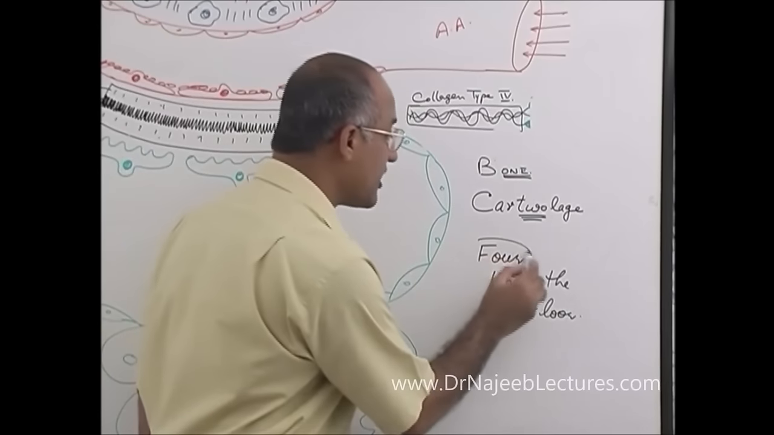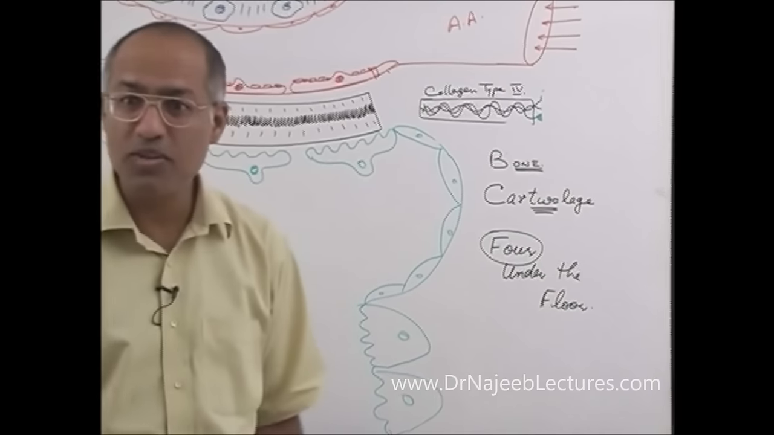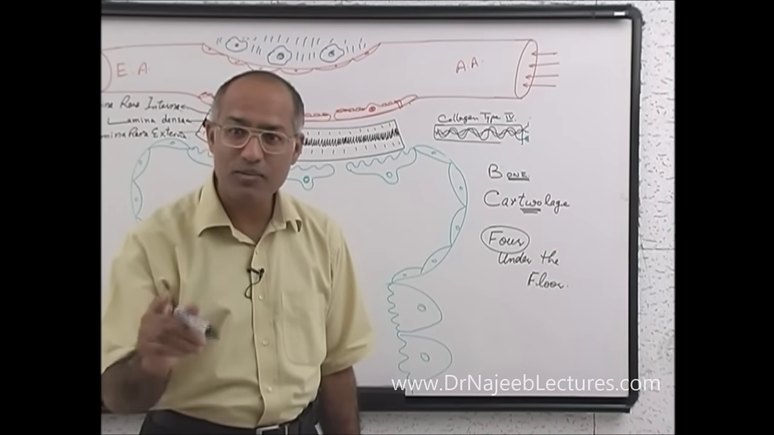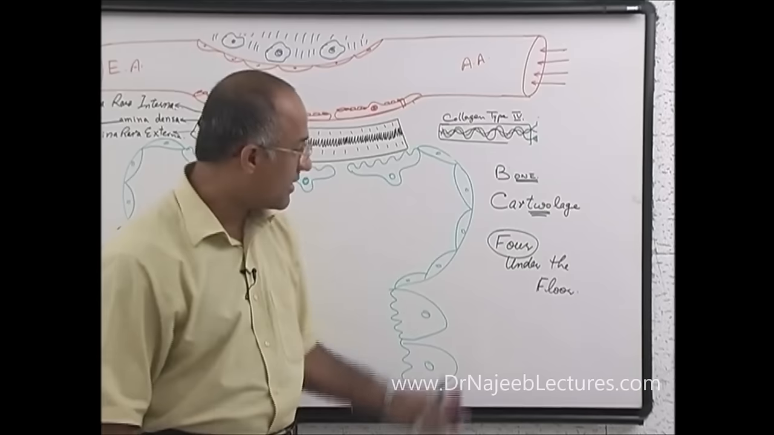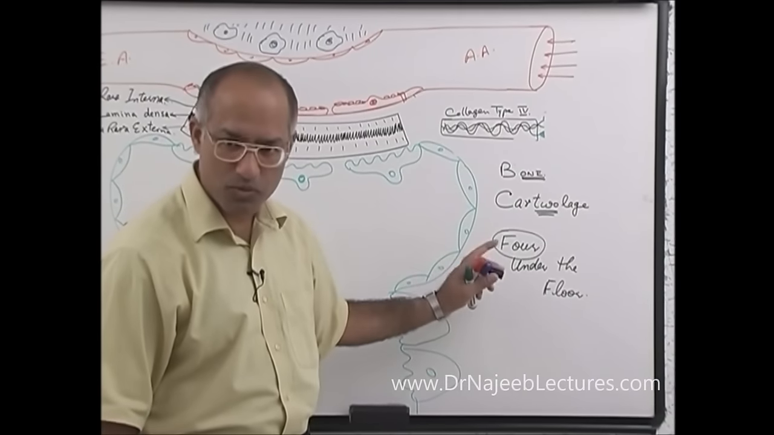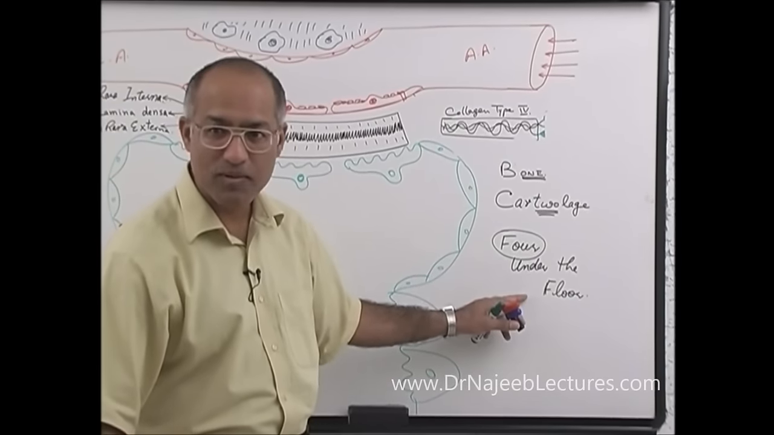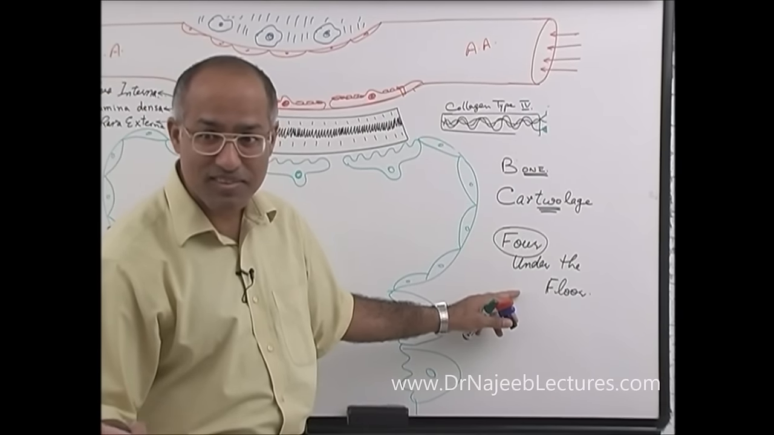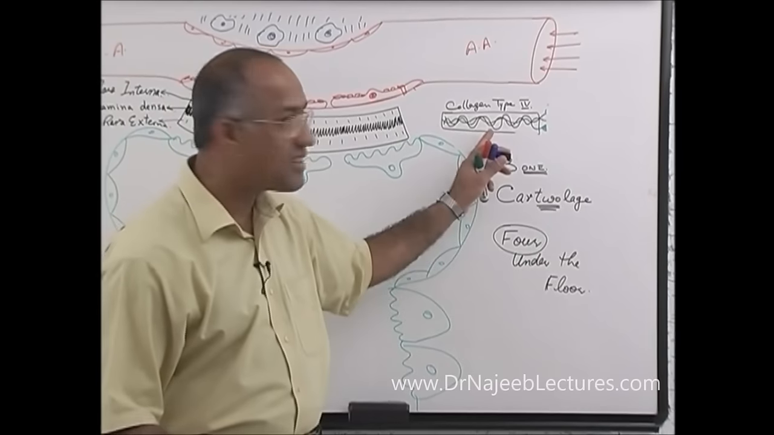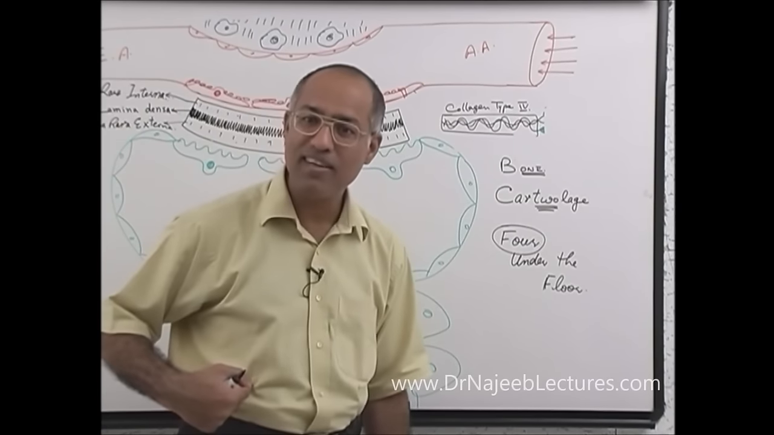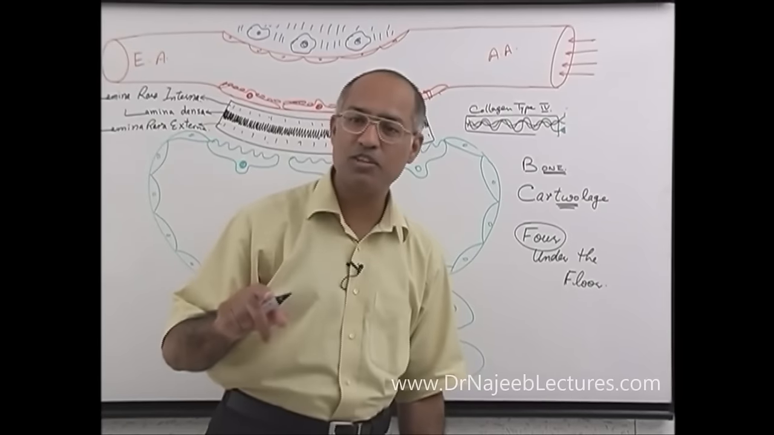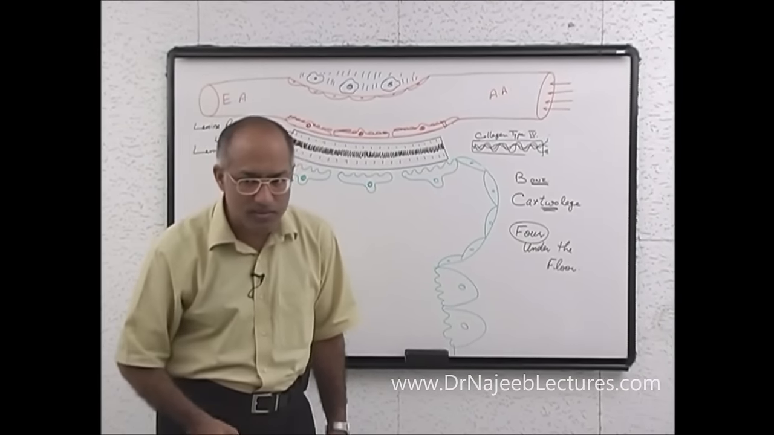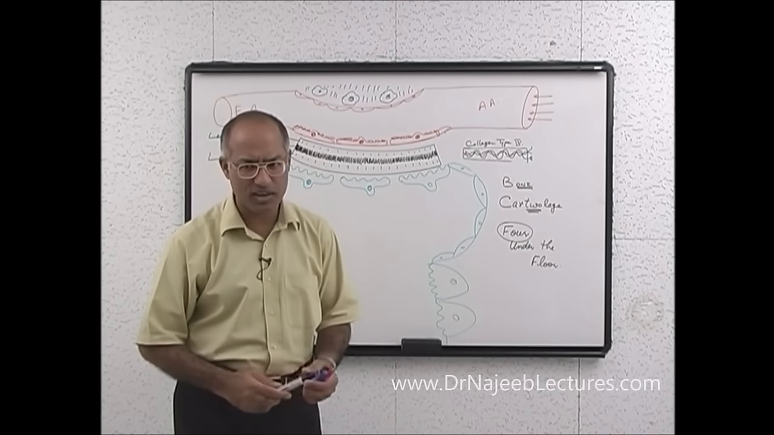Type 4 collagen is under the floor. What is under the floor? Basement. So basement membranes, wherever they are present in the body, have which collagen? Type 4. Type 4 is under the floor. What is under the floor? Basement membrane. So it is alveolar basement, or glomerular basement, or any other basement. Most of the basement membranes have which collagen? Type 4 collagen. Is it difficult now?